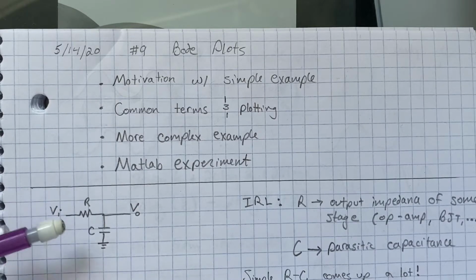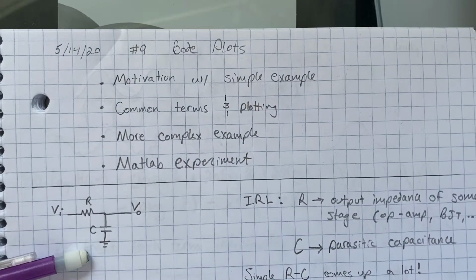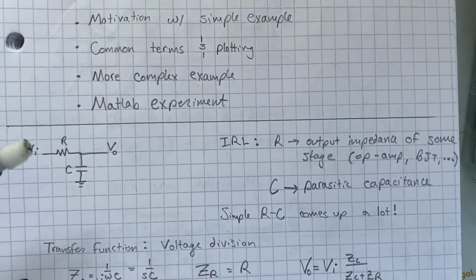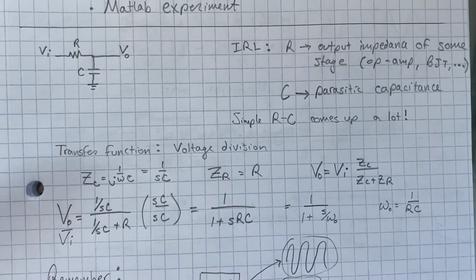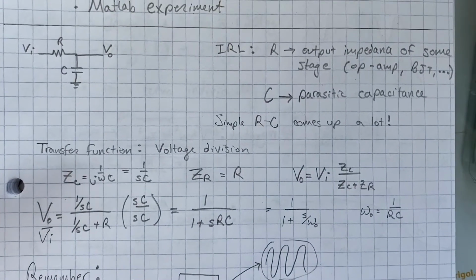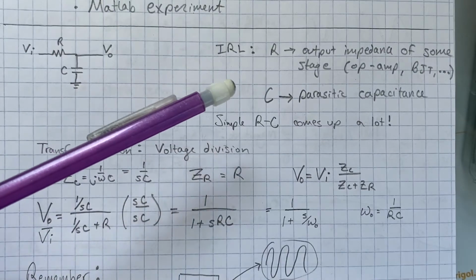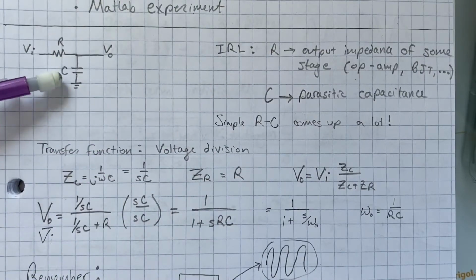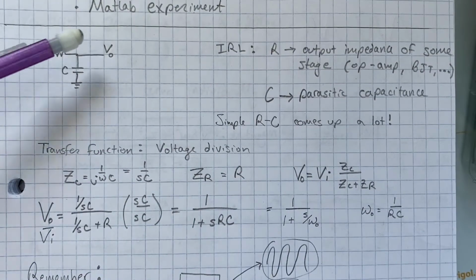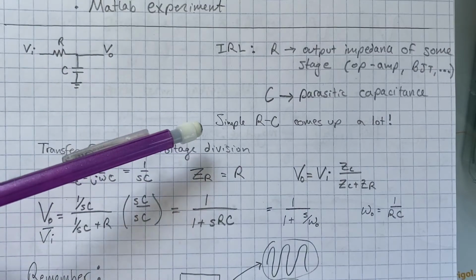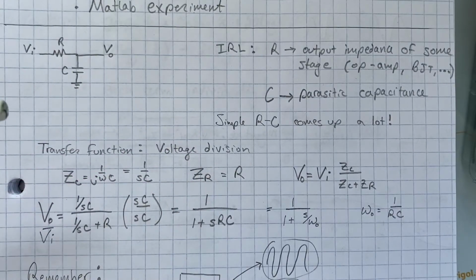So to start, we're going to have a simple RC low pass filter here. And the reason I'm starting with this is it's actually pretty important. In real life, R could be the output impedance of some stage, and C could be the parasitic capacitance loading the input of the next stage. So the simple RC filter actually comes up a lot.